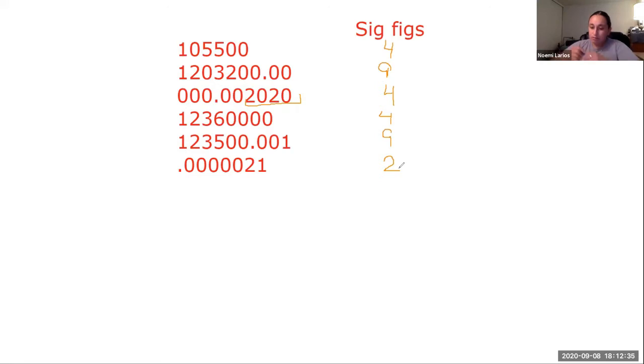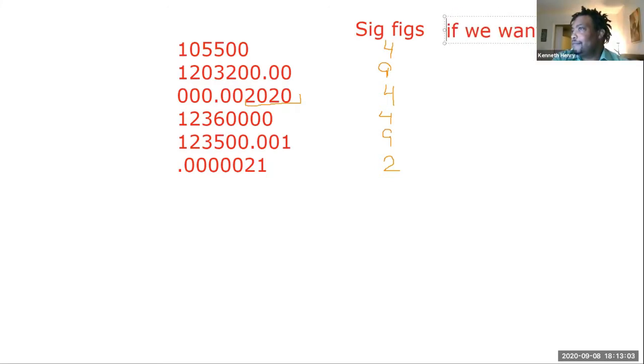Okay, so let's say we want 3 significant figures. So I want to change all of these numbers so there's only 3 significant figures. The first number, 105,000. That is correct.